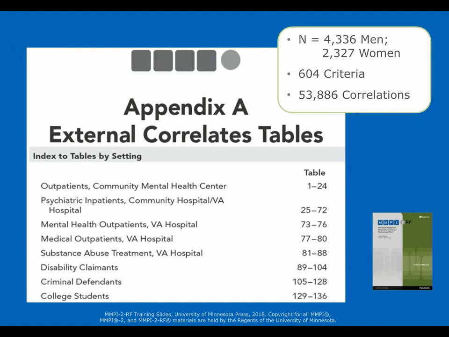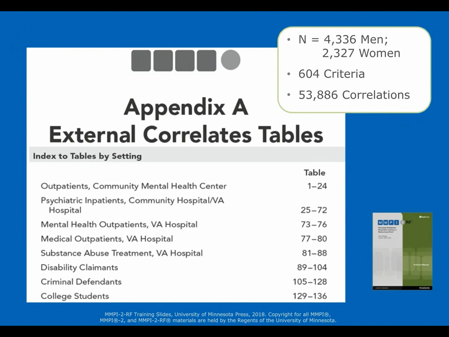These 604 criteria include a wide variety of information, such as therapist reports of personality and psychopathology symptoms, data collected from reviews of medical charts or forensic records, and individual scores on established self-report measures of personality, psychopathology, and other important characteristics.